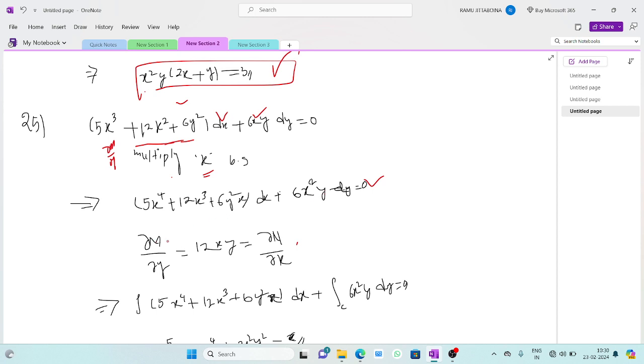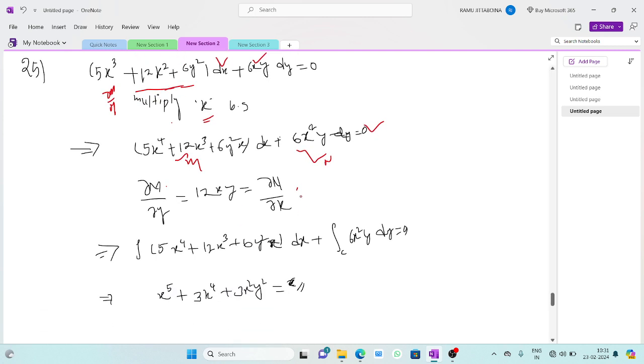I consider this as M and partially differentiate it. I already told you how to proceed for finding an exact differential equation. So dou M by dou y is equal to 12xy, which is equal to dou N by dou x. So we can say that this differential equation is exact. For finding the solution, I integrate the given differential equation. I apply integration on both sides and I get x to the power of 5 plus 3x to the power of 4 plus 3x square y square is equal to the constant c.